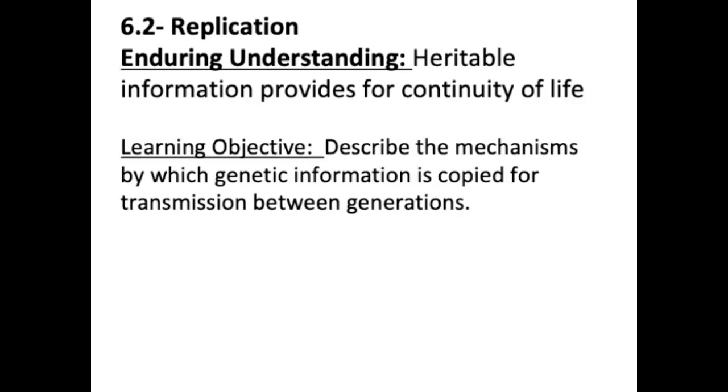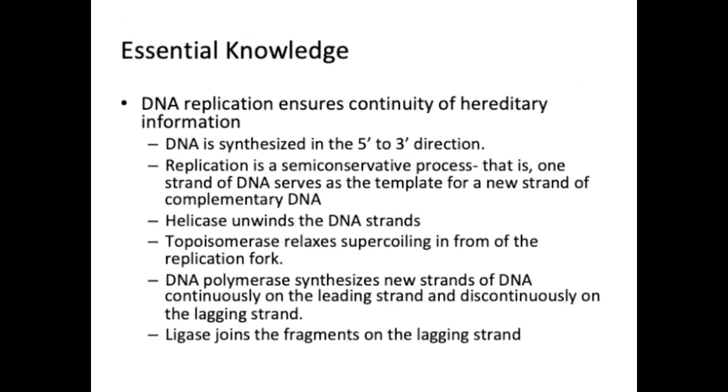This happens, we talked about this when we talked about mitosis, because DNA replication has to happen before a cell can divide so that each new cell has an exact copy of DNA. The essential knowledge that we're going to talk about in this section is that DNA replication ensures continuity of hereditary information. So basically, all cells in our body have the same DNA. We're going to talk about the 5' to 3' direction when we do the biozone.